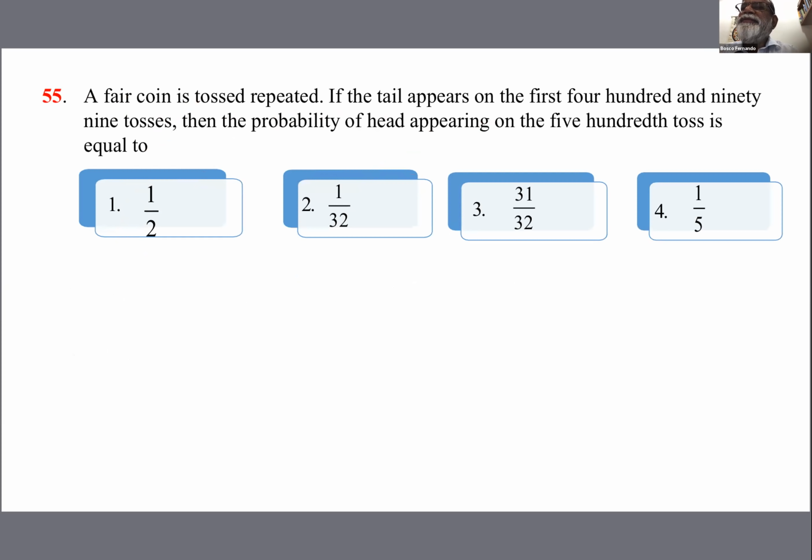Look at the next sum. A coin is tossed repeatedly. First a tail appears. When tossing the second time, there also a tail.